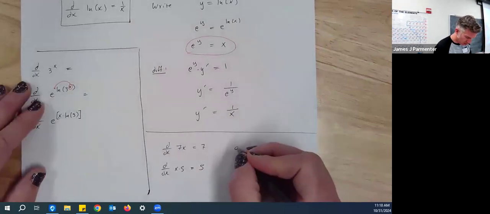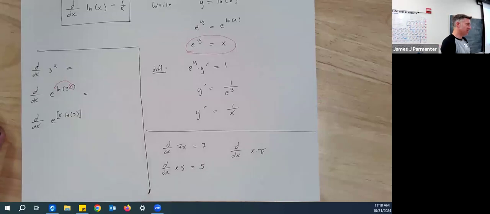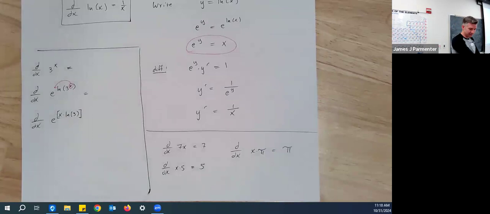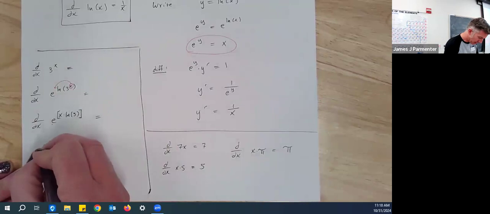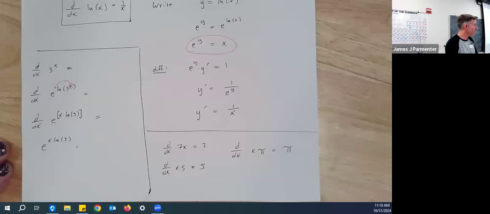Okay, one more thing. What's the derivative of x times pi? It's pi. Generally, and there is a reason, don't worry, the derivative of x times a constant is the constant every single time. Okay, great. Keep that in mind. If I take the derivative of e to the stuff, it's going to equal e to the stuff times the derivative of the stuff. So what's the derivative of x times natural log of 3?